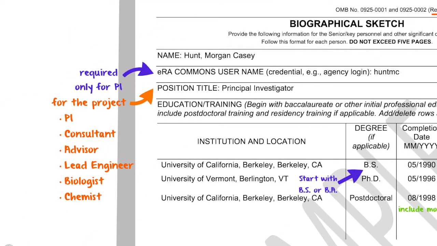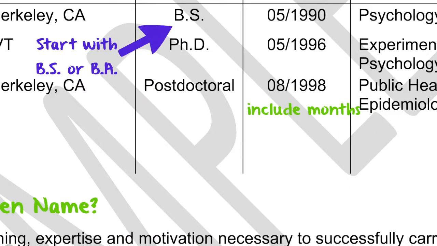The position title is relative to the project, not your job title. Make sure to identify your principal investigator as such. Identify your consultants as consultants, not by other titles. List education beginning with the bachelor degree first, and include your graduation month, not just the year.